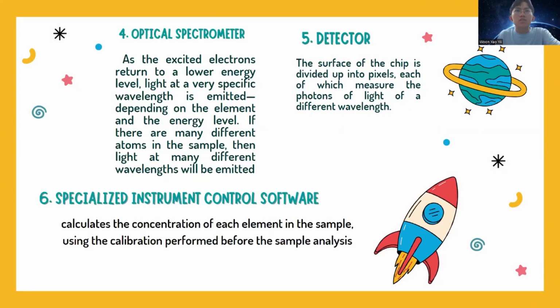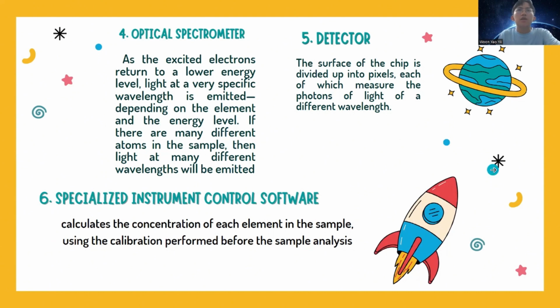The fourth instrument is the optical spectrometer. So as the excited electrons return to a lower energy level, light at a very specific wavelength is emitted, and this depends on the element and the energy level. If there are many different atoms in the sample, then light at many different wavelengths will be emitted.